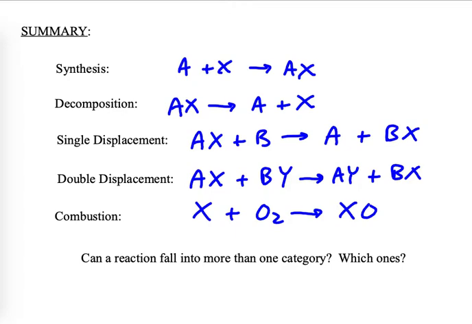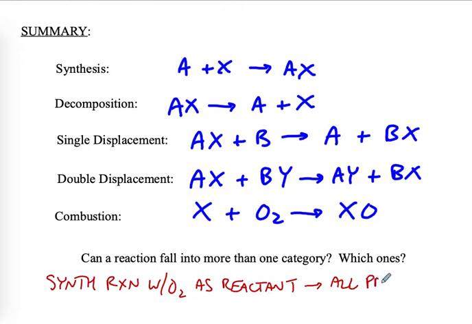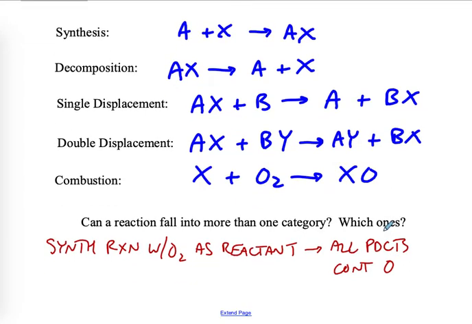So if it is a synthesis reaction with O2 as a reactant, and all products contain oxygen, then we can say that this reaction is also combustion. So here's an example where two of the categories we learned about, synthesis and combustion, can overlap if O2 is one of the reactants.